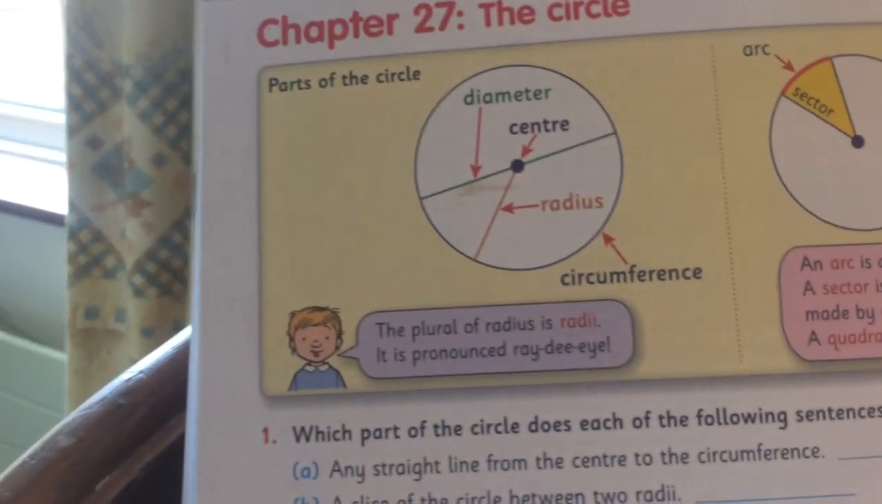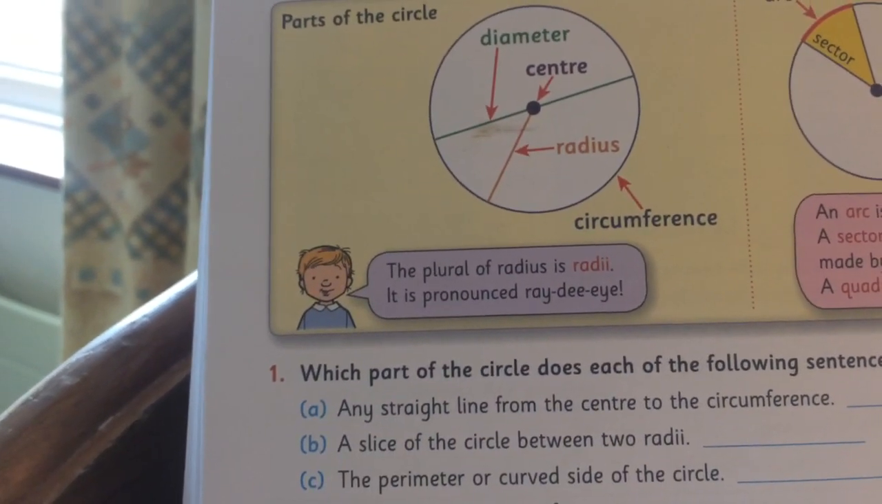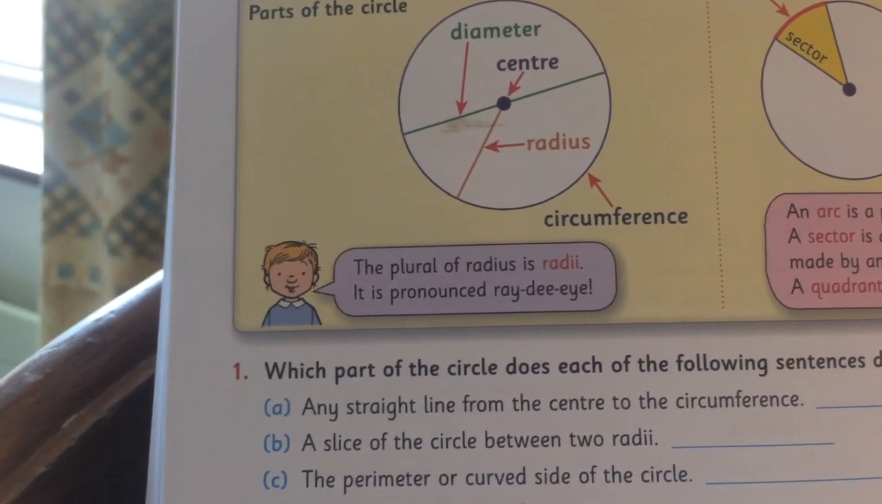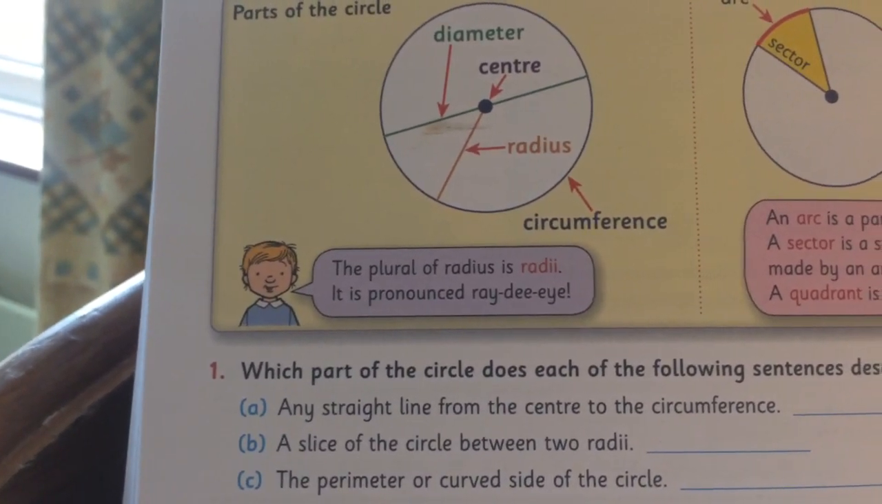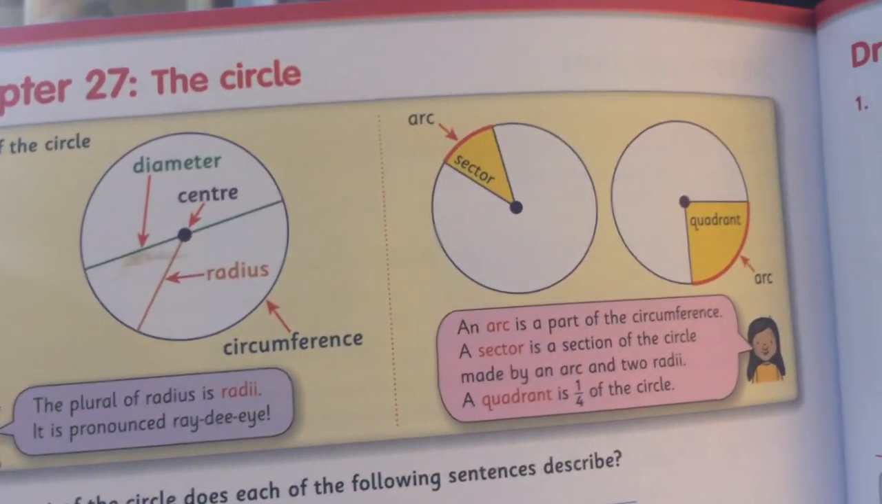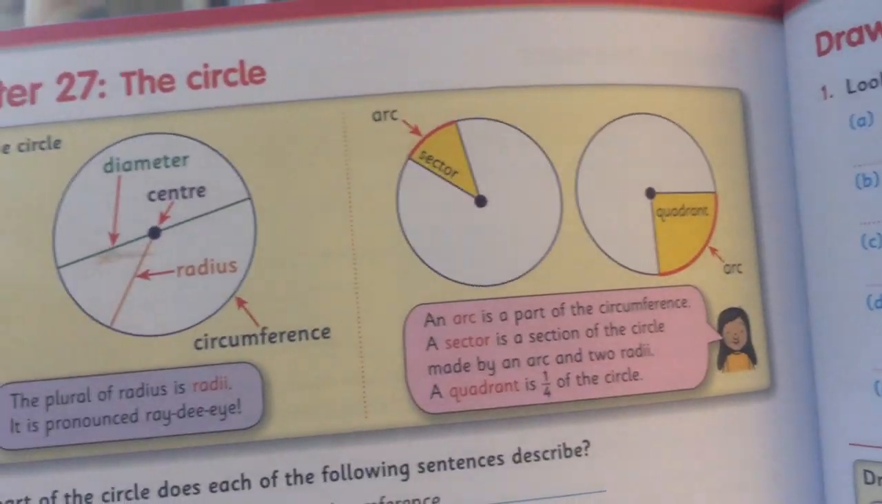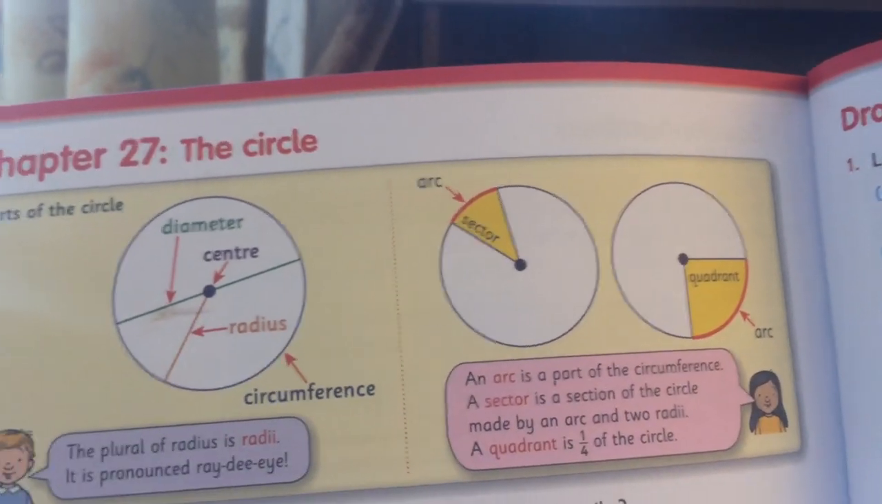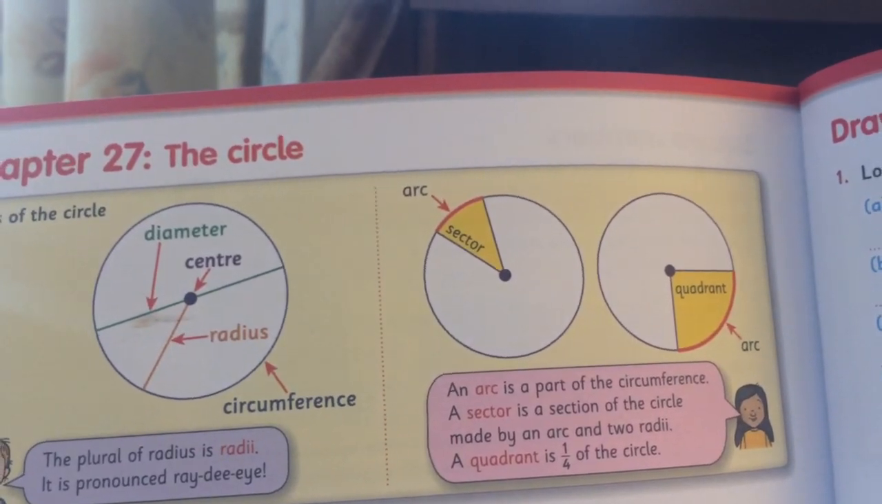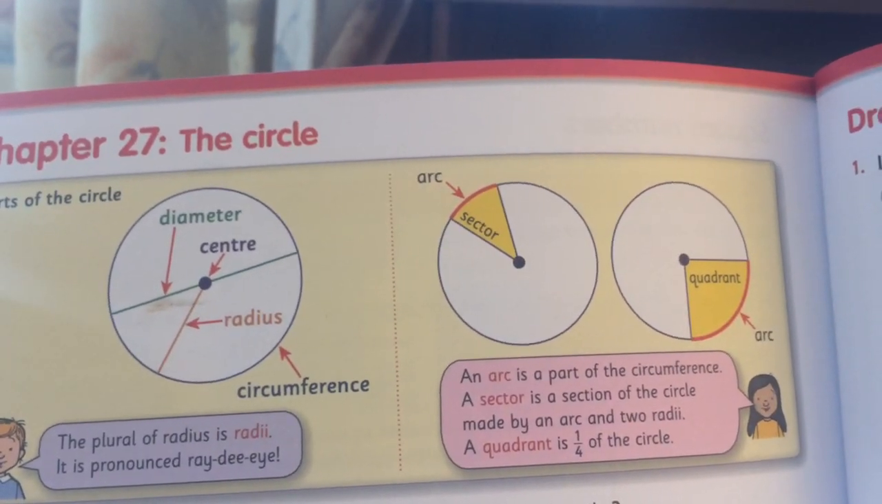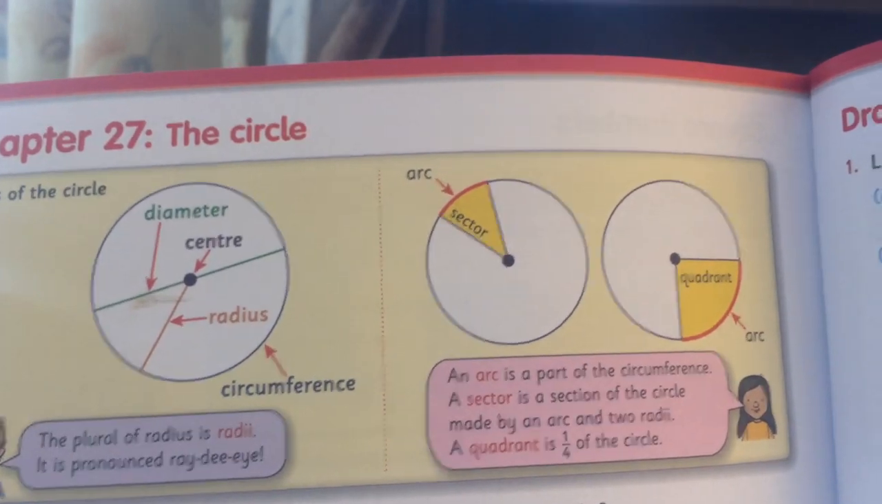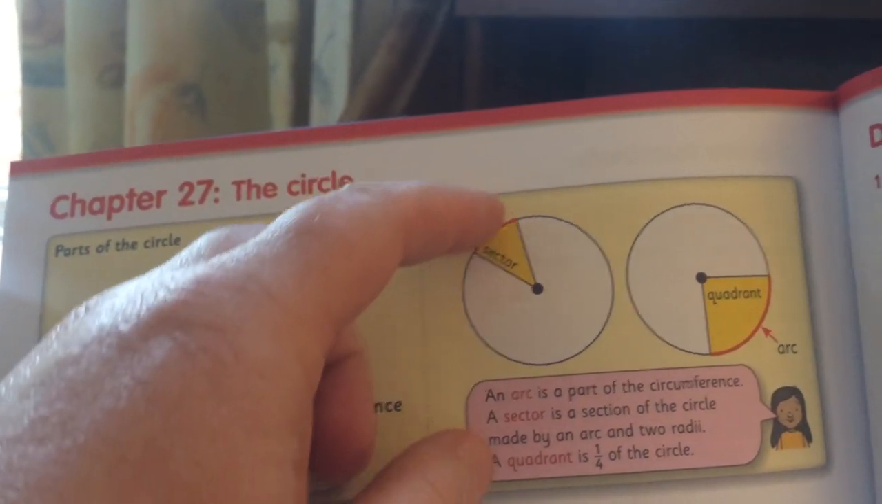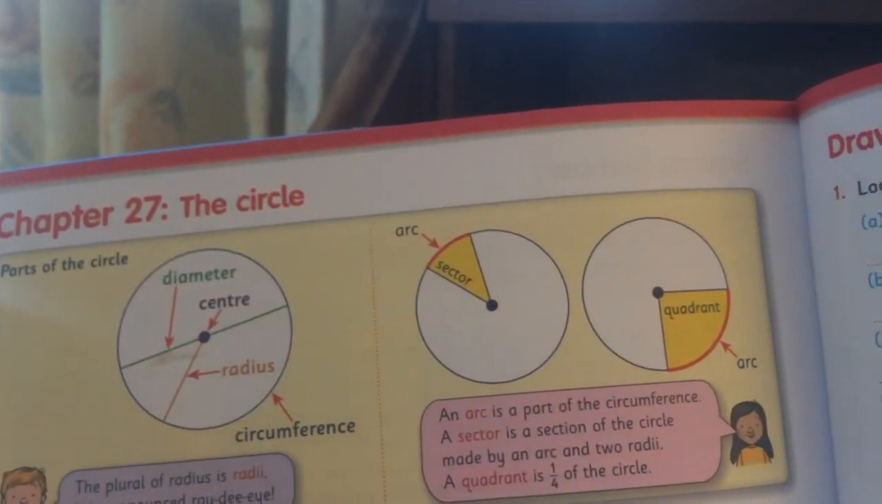It says here, it has a little bit of information. It says the plural of radius is radii. Radii is how you pronounce it. And here is where, if you look at a circle like a cake, for instance, the arc is part of the circumference. So the outside part of a slice of cake would be called the arc, let's say.